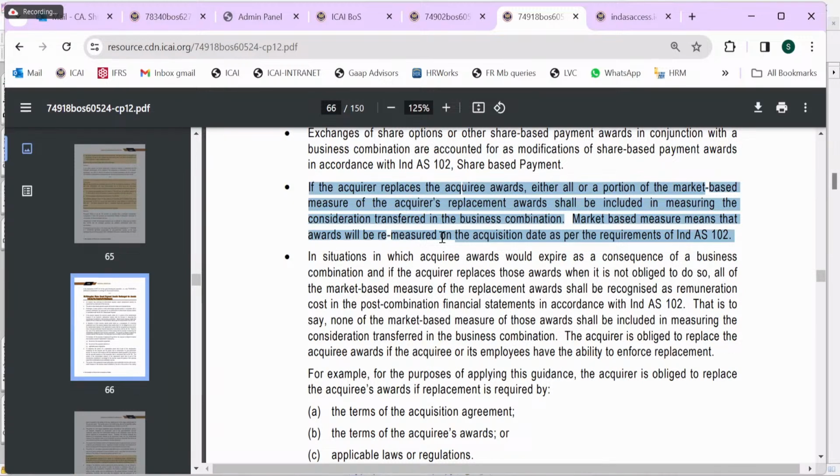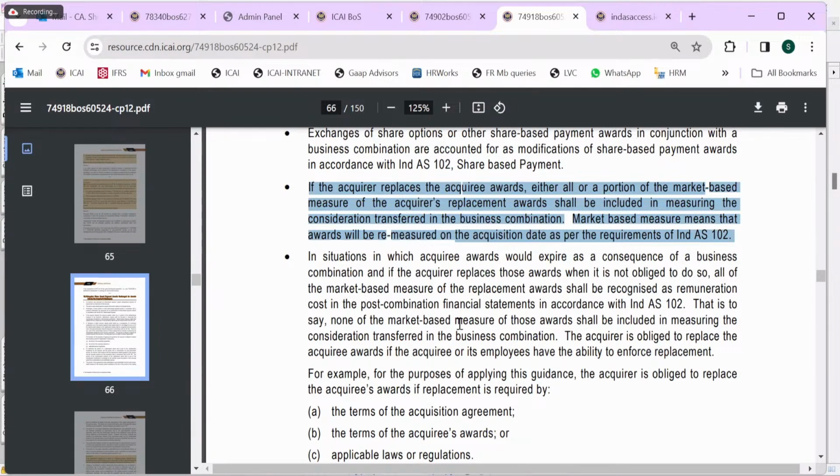So the value is to be bifurcated into two parts. One part will be the pre-combination period, which will form part of the purchase consideration, and the later part will be post-combination. For post-combination, the accounting done under Ind AS 102 for a share-based payment scheme is that it will be considered as employee cost and will be charged to your profit and loss statement.